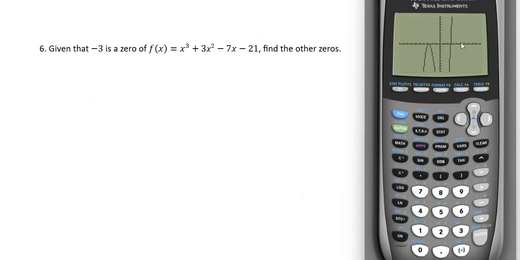Problem 6. Given that negative 3 is a 0 of the function, find the other zeros. Looking at my graph, I can tell that I have a real 0 somewhere around negative 3 and then another real 0 around positive 3. And looking at my table, I can tell that I do have a 0 at negative 3, and I have another 0 that's in between positive 2 and positive 3.